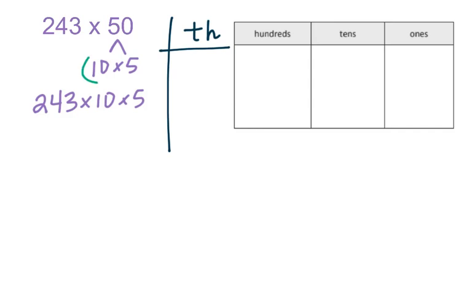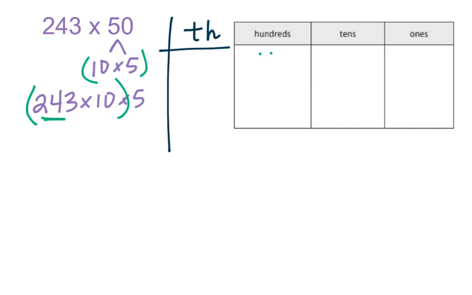And I'm going to use my associative property and move those brackets around. Instead, I'm going to put my brackets around my 243 and my 10. That's going to be my first step. I'm going to multiply what's in the brackets first. So showing that in my place value chart, I'm going to start with my 243.